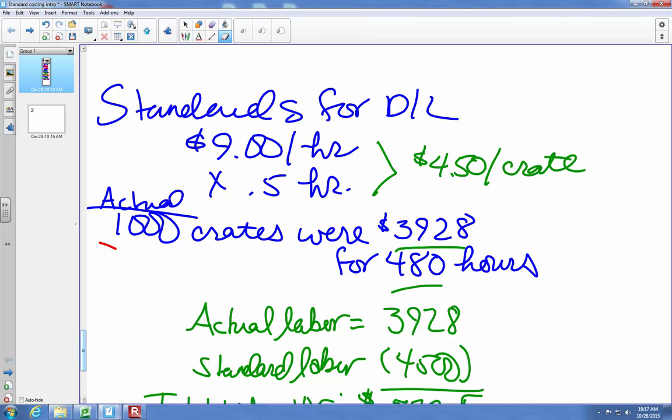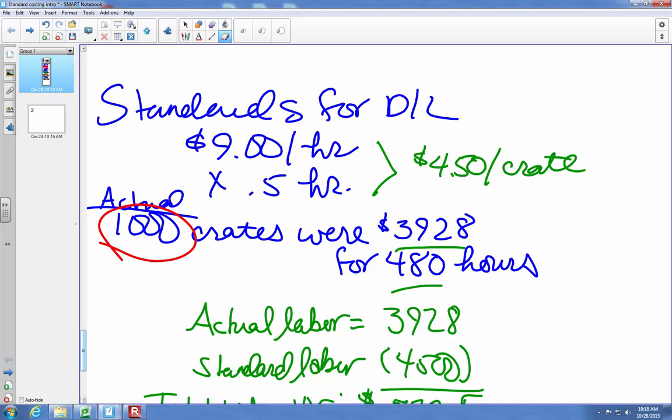So what do we call this again when we take what we thought was going to happen and apply it at the level that actually occurred? That's called our what? Yeah, it's our flexible budget, isn't it? Then you get into the variances. So it's our flexible budget.